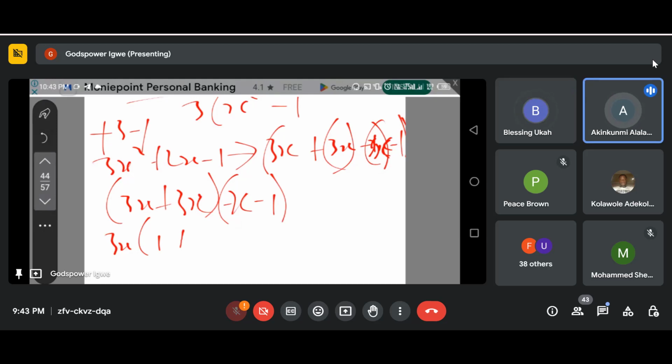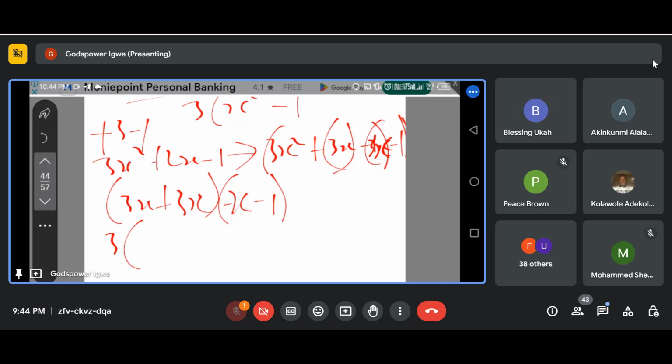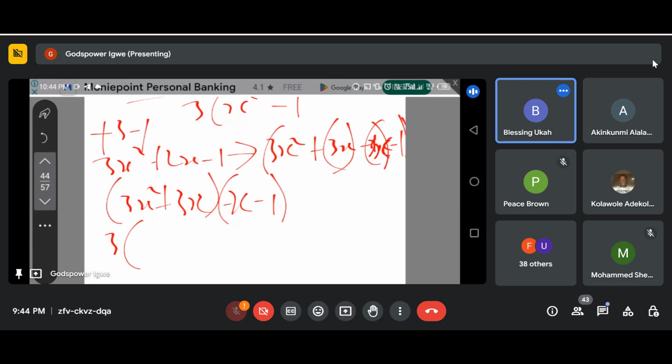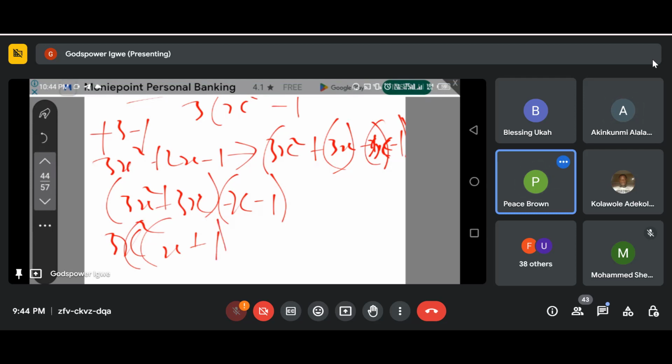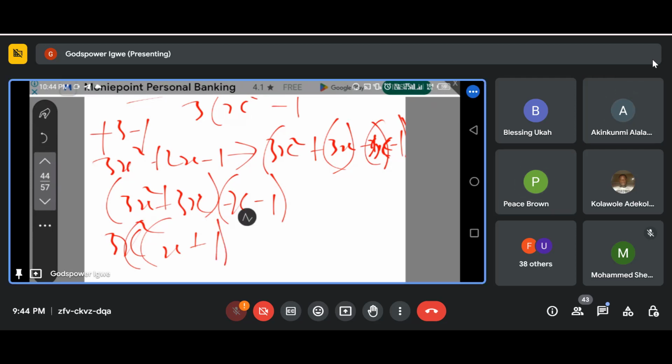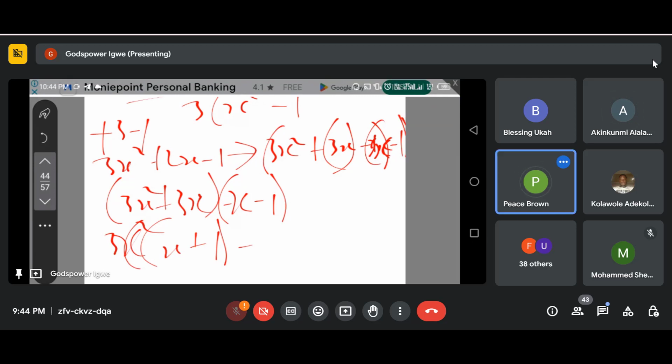So it will not be x plus 1 here. That bracket will be 3x squared plus 3x. Yes, okay. So if you use 3x to open that bracket, it will not be complete. Once you miss a step in mathematics, that is how this will now be x plus 1. You still square the x outside. The square is not supposed to be there.